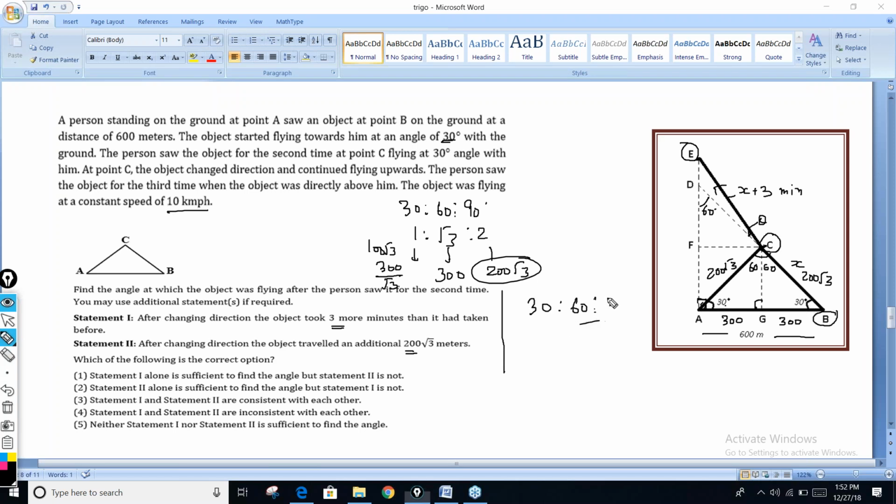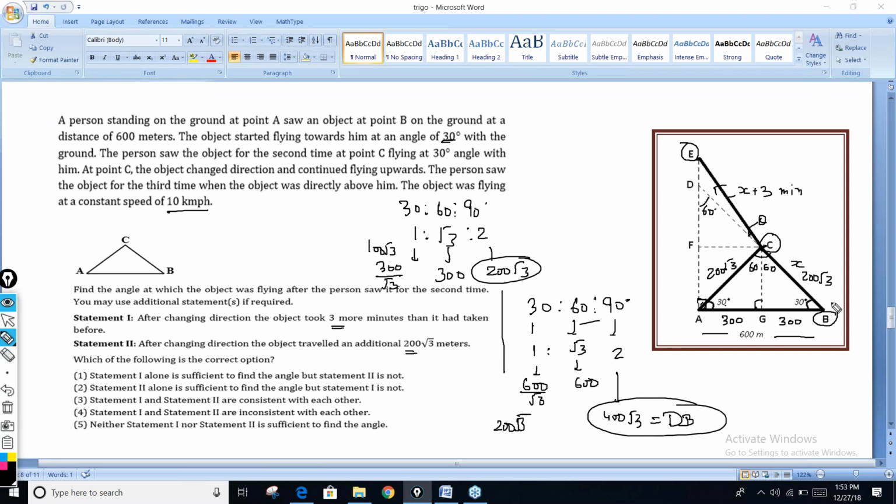Which side is given this time? The side in front of 60 degree is given, which is 600. तो रूट 3 अगर 600 है तो 1 कितना होगा? 600 upon root 3. और ये होगा हमारा 200 root 3. That is 200 root 3. So this will be 400 root 3. So 30 के सामने वाला साइड ये हो जाएगा हमारा 200 root 3 और 90 के सामने वाला हो जाएगा 400 root 3. So DB will be 400 root 3.